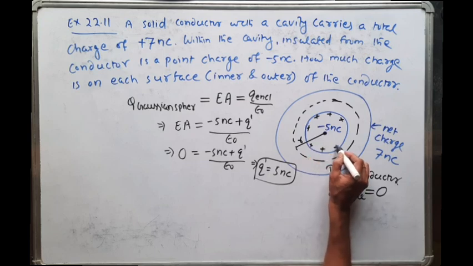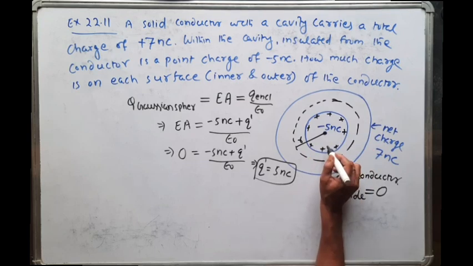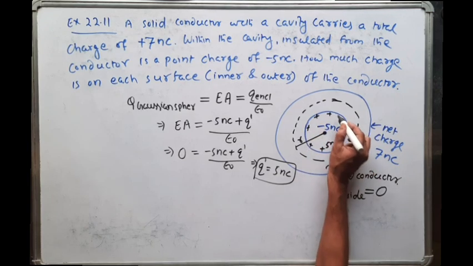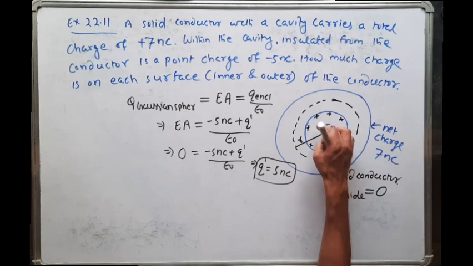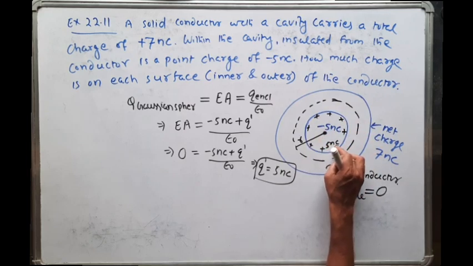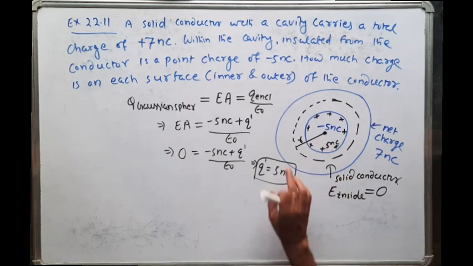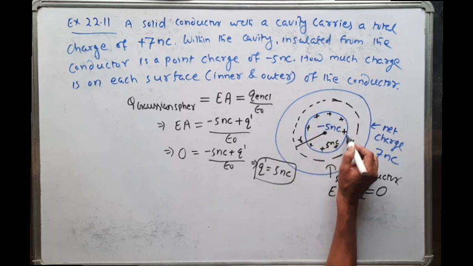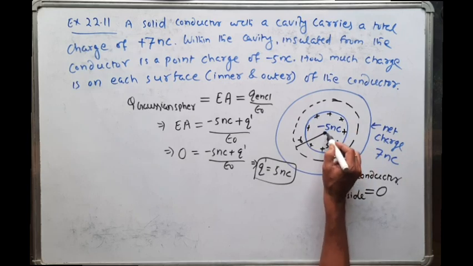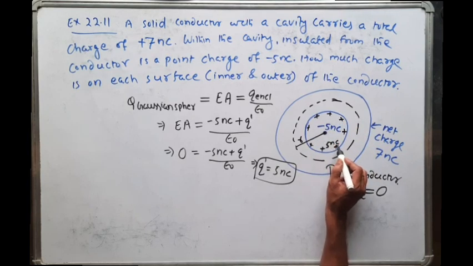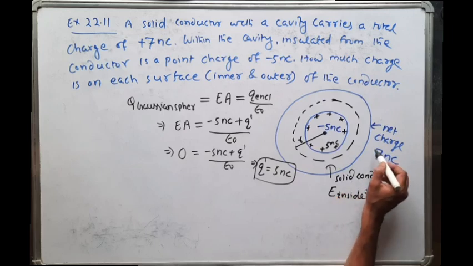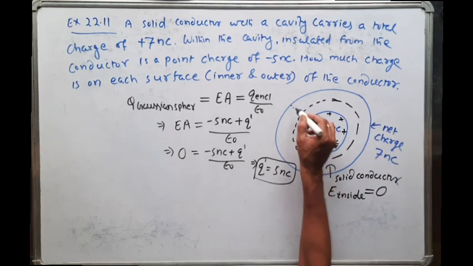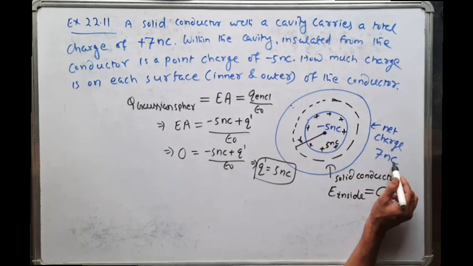That means 5 nanocoulomb will come on the inner surface of this inner sphere, so that the total charge will be plus 5 nanocoulomb minus 5 nanocoulomb, which is equal to 0. So we can say the charge just above the cavity is equal to 5 nanocoulomb. But what is the total charge on this solid sphere? What is the value? 7 nanocoulomb.